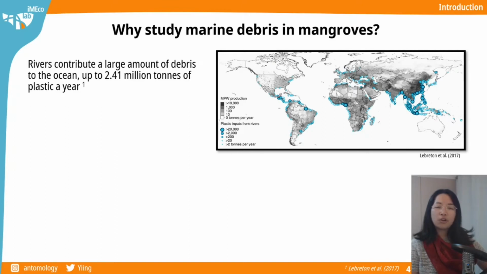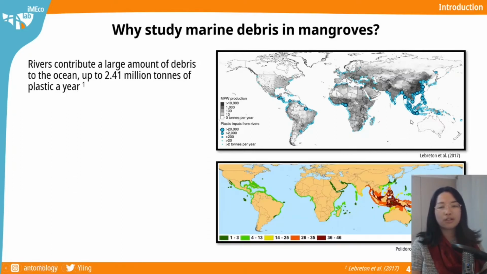So what we do know about where plastic comes from is that it can end up in the ocean through rivers. So rubbish that's mismanaged in upstream sources during rainfall events can be eventually washed out into the ocean via the rivers. So this graph shows us some of the rivers where there's a lot of plastic entering the ocean. And you can see the hotspots also are the same hotspots of mangrove diversity.